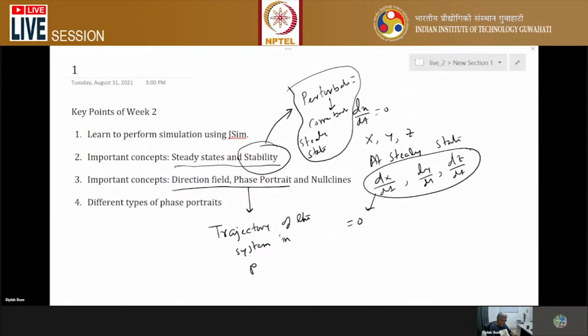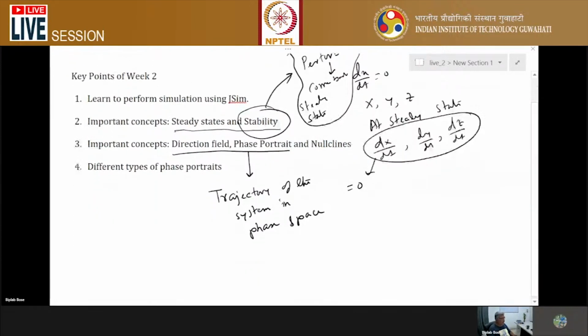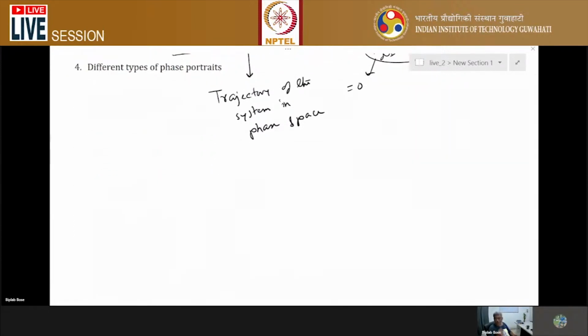in phase space. I will not write plane, I will say phase space. What is phase space? Phase space is a space defined by the variables which define the system. For example, you must have studied the gas law. If I give a balloon filled with gas, it can be characterized by P and V, pressure and volume. If I know the pressure and volume, we can answer lots of questions about the system.